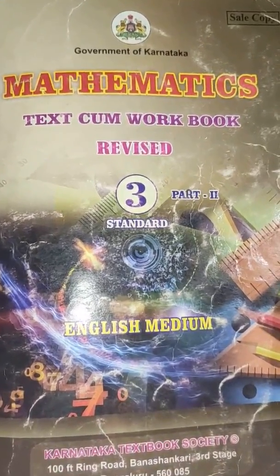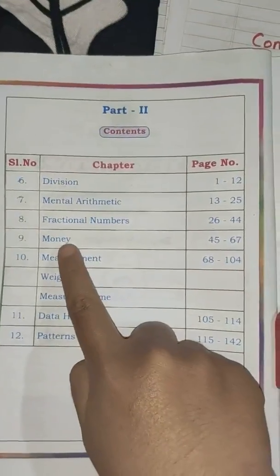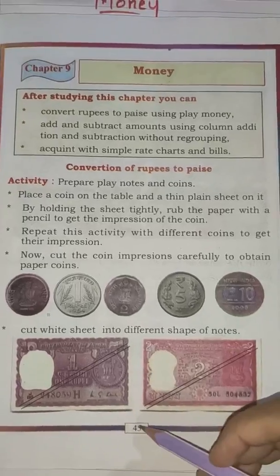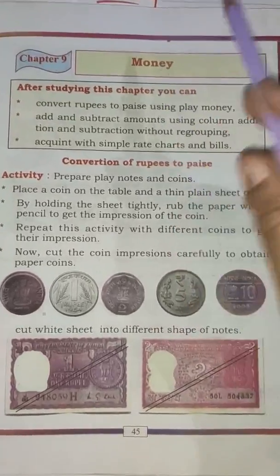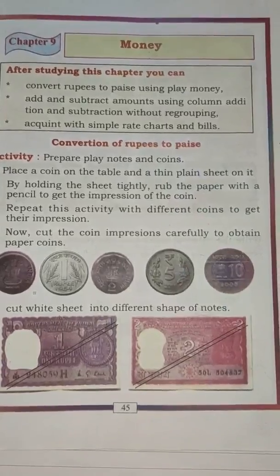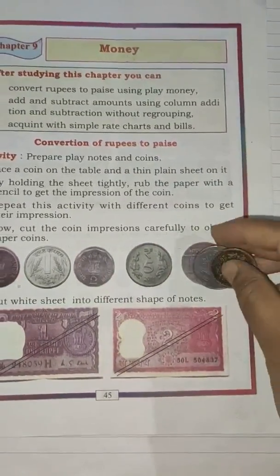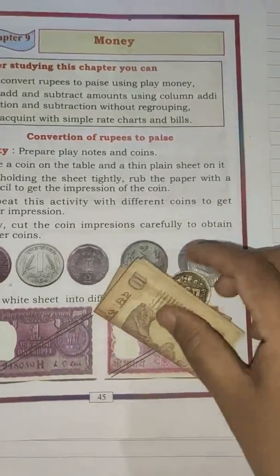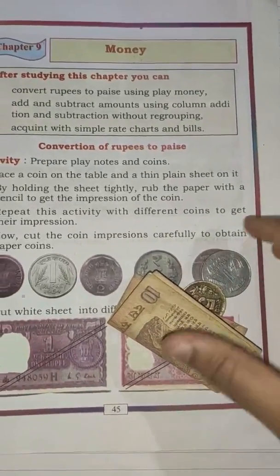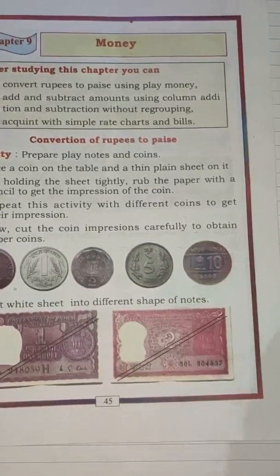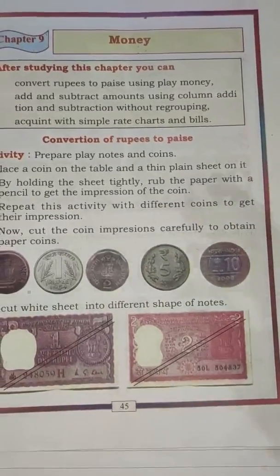Today in this class, we are going to start your new lesson of maths, that is money. So open page number 45. Page number 45, money. So children, you all have seen the money, isn't it? Yes, of course you have. Here you can see, these are the money and these all are the money, isn't it? So money is nothing but the currency. Now children, in this lesson, we are going to study what is money.